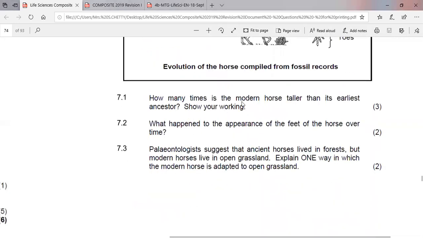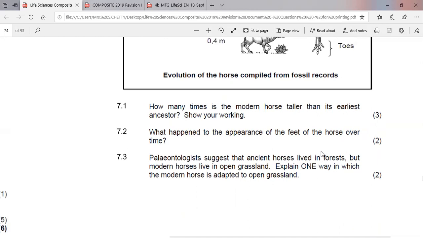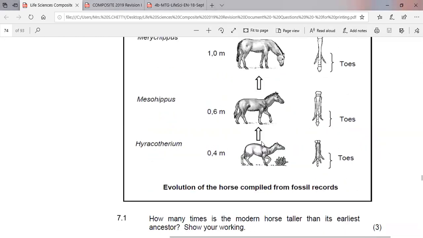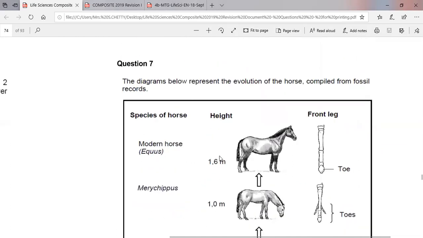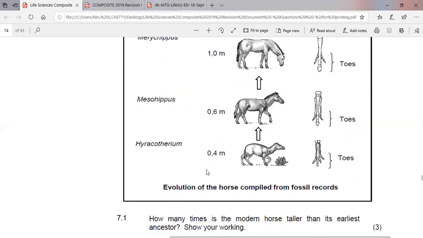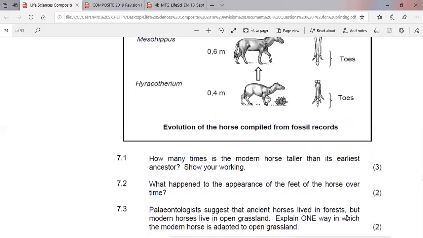How many times is the modern horse taller than its earliest ancestor? Show your working. The earliest ancestor was the one you started off with: 0.4 meters, present day 1.6 meters. How much taller? You take 1.6 meters divided by 0.4 meters, and you'll say 4 times taller. 3 marks for nothing, my darlings.